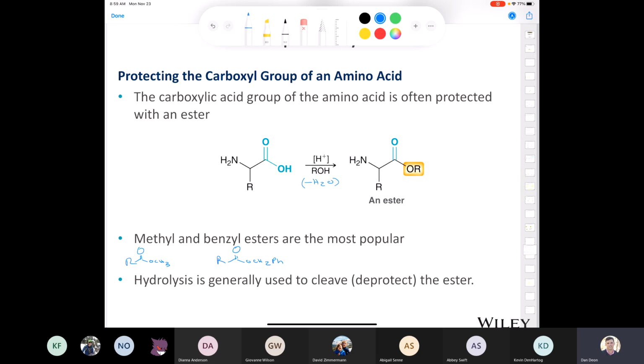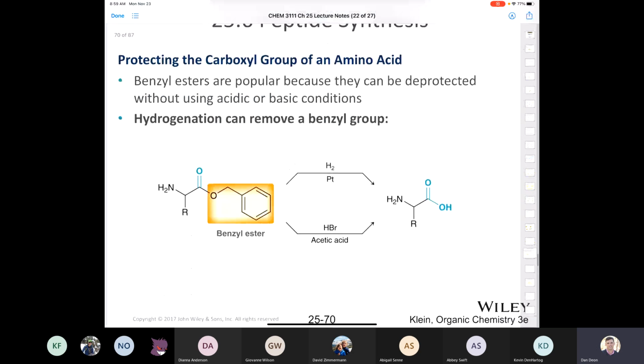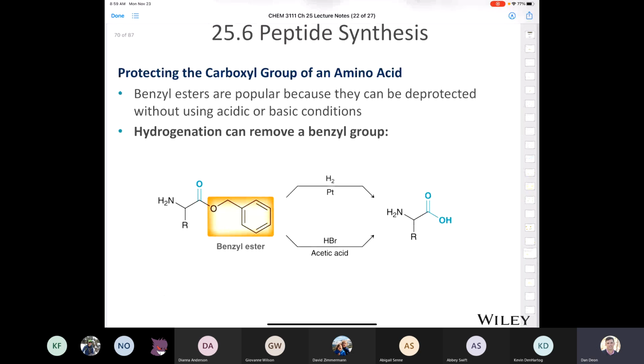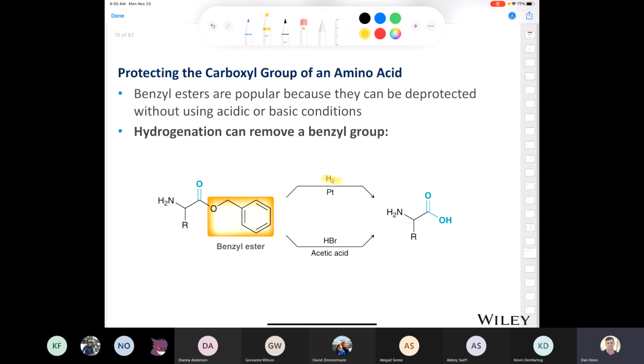Hydrolysis can be used to deprotect the ester, to just break it apart. Benzyl esters are very popular because they can be deprotected without using acidic or basic conditions. In fact, you can remove them using hydrogenation. Really popular reactions. Another reaction I've done Avogadro's number of times. If you want to remove a benzyl group, another abbreviation would be like this: if you have your carboxyl group like this, we write OBn for the benzyl. You would just break that off using hydrogenation. So just get a party balloon, fill it up with hydrogen, stir it, throw in your catalyst, go do something else, come back, and it's done.